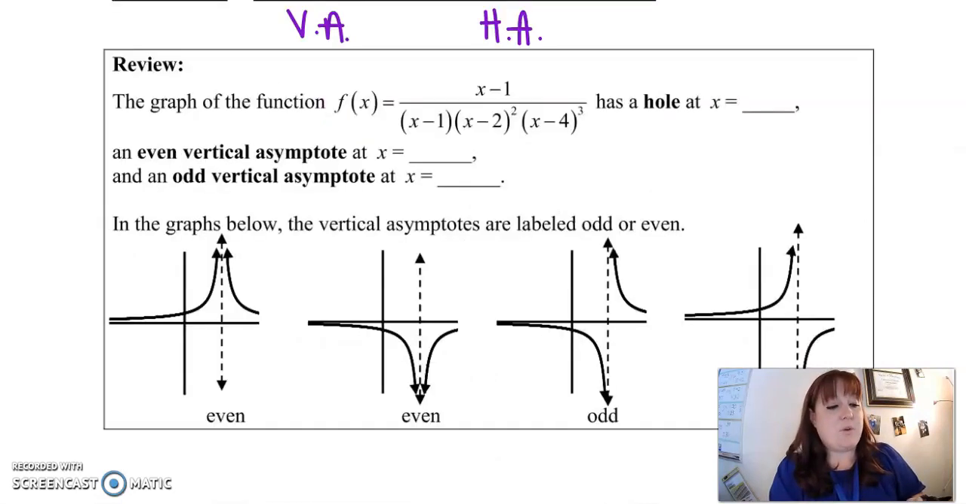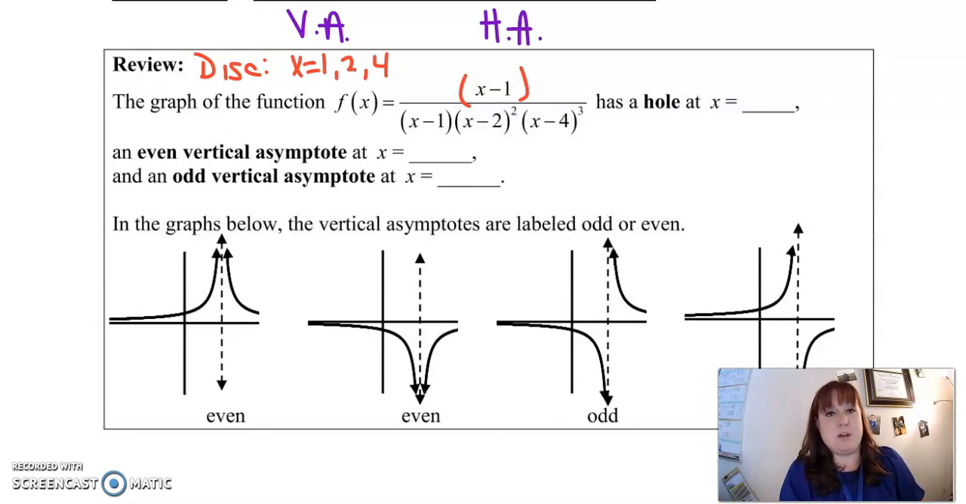So first we have the graph of this function, and we have to decide where it has a hole. Now if you remember, since this factor cancels out this factor, let's start here. We have discontinuities at x equals 1, 2, and 4. Each of those would cause a 0 to be in the denominator, correct? Okay. Since this discontinuity cancels out, it causes a hole, so we have a hole at 1. And then we have vertical asymptotes at 2 and 4.